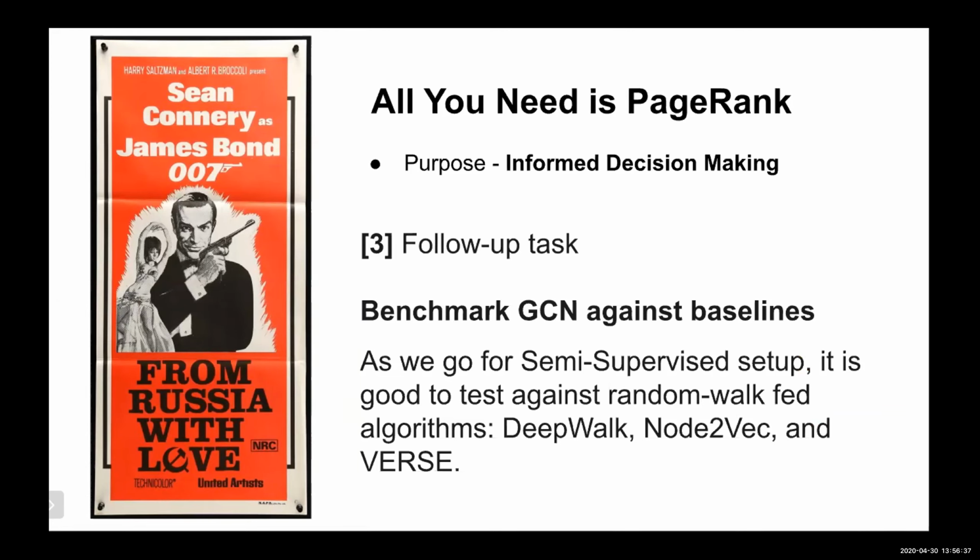So the first thing to do would be to benchmark against existing baselines like Node2Vec and VERSE, which are good unsupervised embedding producing algorithms. And the second thing to do is to do something smarter other than just taking a bag of motifs.